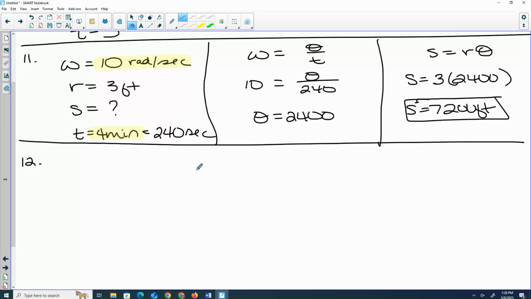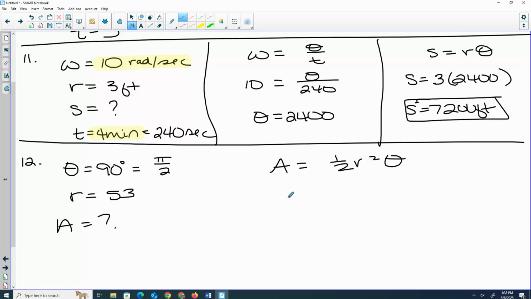Number 12. Our sprinkler rotates through 90 degrees. That's our angle, but we can't use degrees, so 90 degrees is what in radians? Projects water out 53 feet. That is giving us our radius. We want the area, so we're looking for capital A. So our formula, A equals 1/2 r squared theta. 1/2 times 53 squared times pi over 2.